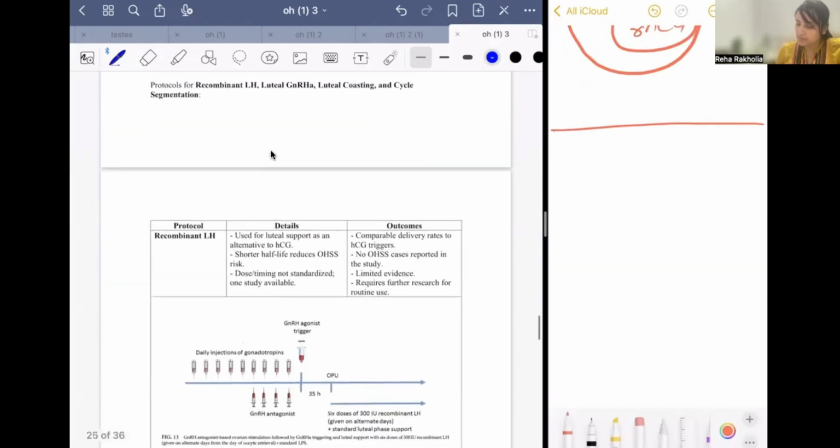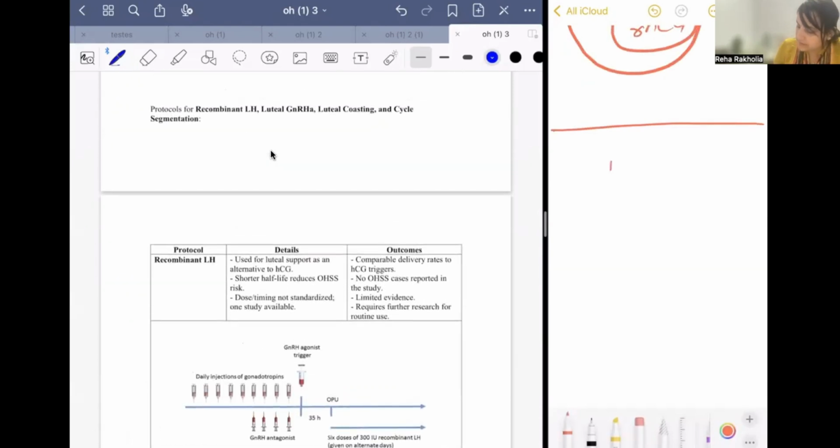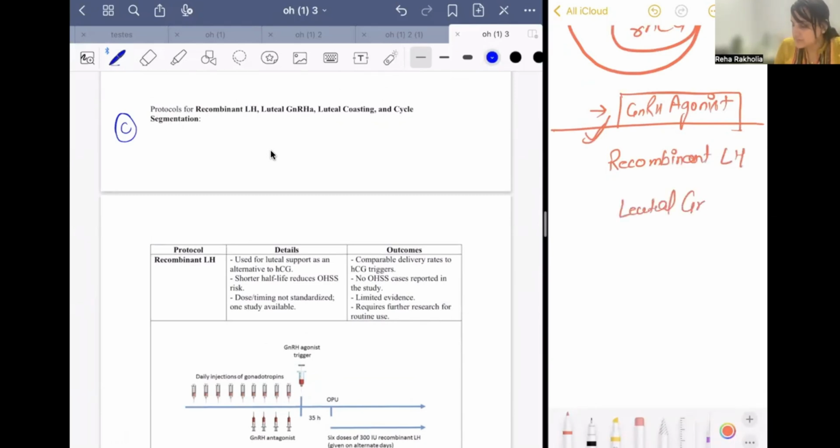Okay. Now we'll talk about protocol for recombinant. When we use GnRH agonist protocol, what all we use, we are seeing this. It is basically somewhat deviation from our topic. So we use recombinant LH, luteal, because GnRH agonist is used to decrease OHSS. What else we'll do while using GnRH agonist protocol? That we'll see. Luteal GnRH agonist, luteal coasting and cycle segmentation.